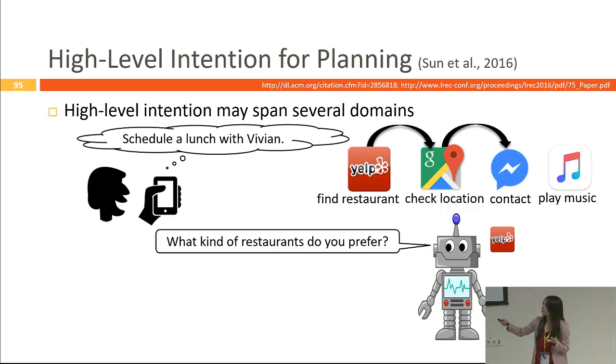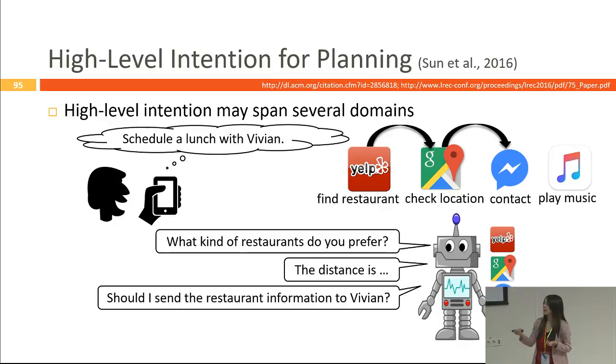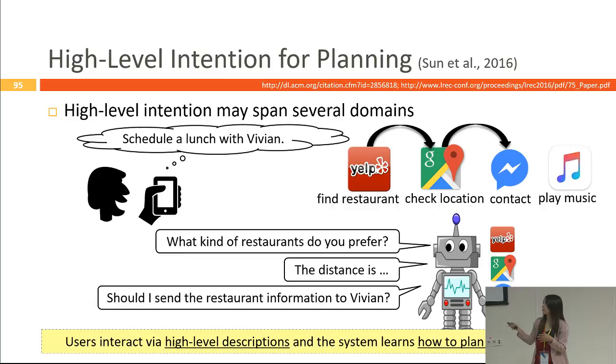So if the user only says schedule lunch with Vivian, a human assistant should be able to decompose it into three different domains. The first domain is the restaurant. They will ask you, what kind of restaurant do you prefer? And they will tell you the distance using this domain. And then they will actively ask you whether you need to send the restaurant information to the person you want to meet. So we don't want to do the different domains one by one. We want our assistant to be very smart and automatically decompose this high-level intention into several domains and try to plan the dialogue in a consistent way. But it's very difficult.